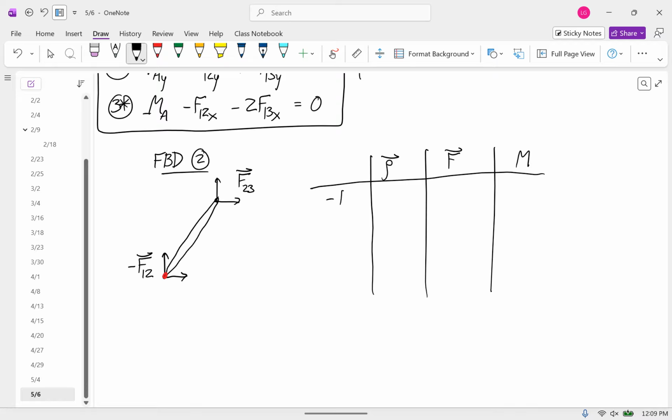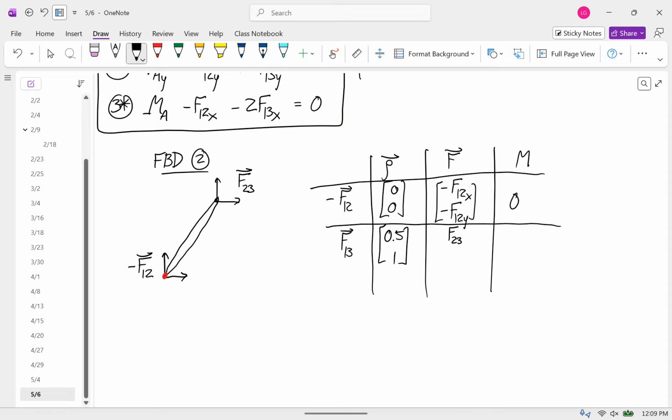So I'll start with the force negative F12. Row vector is 0. Force is negative F12x, negative F12y. Cross product is 0. And then I'll do my force F13. Row vector is 0.5, 1. Force is F23x, F23y. Cross product is negative F23x.